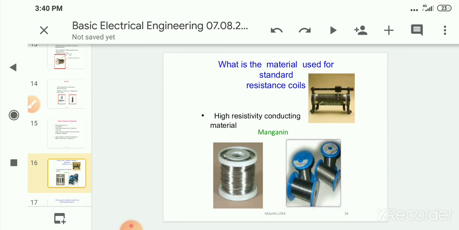For measuring equipment used in electrical measurements, we use manganin. For making rheostats, we use constantan. For iron boxes, heating elements, ovens, like that, we use nichrome. So these are the three different groups.